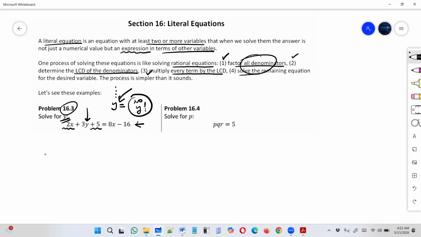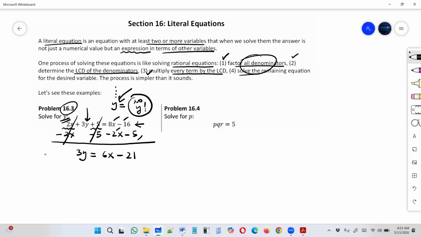So I'm going to get rid of the 2x, the positive, so minus 2x. And if I do it on the left, I do it on the right. And I'm going to get rid of the positive 5. So this is what I have to do, right? Here, they will cancel. I am left with 3y. The positive and negative 5 would cancel. And I'm going to have 8x minus 2x. And I'm going to have negative 16 minus 5.